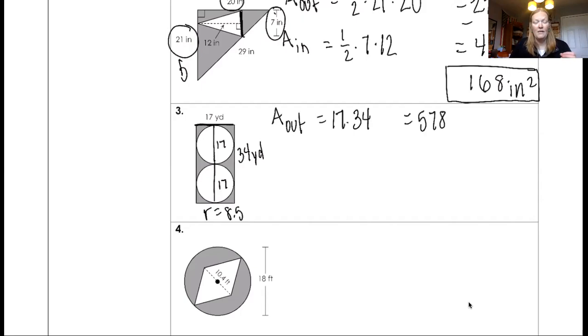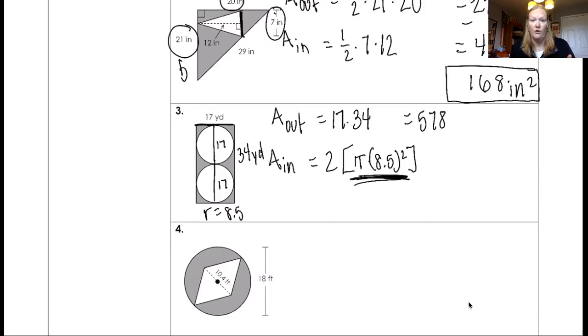Now I'm going to find the area of the inside, and this time there's two circles. So I'm going to do something to my formula to show that there are two parts. So the area of the inside is 2 times pi r squared. I'm going to use brackets because I'm going to use that in the next example, and I just want you to get used to it. So I'm going to do pi times the radius, which was 8.5 squared. Okay, so this right here is the area of one circle, right? And then I multiplied it by 2 because there are two circles in my problem.